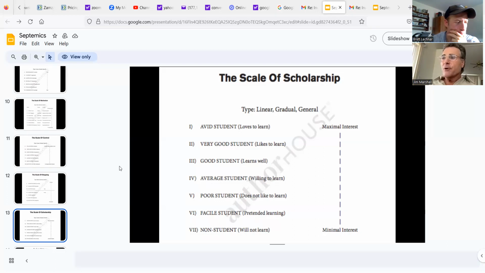Most non-students are people who become criminals, drug addicts, and so forth. These are people you don't want around you. This type of guy, if you invite him over, he'll steal your silver when you're not looking. Now, up from that is the facile student. The facile student is a very dishonest person. This is pretended learning. There are millions of these.